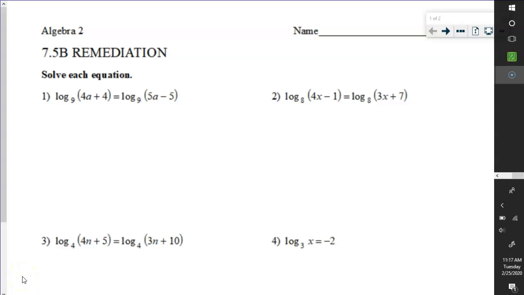This short video is going to cover the topic of solving logarithmic equations. So this is to get you ready for your retake and get you through the remediation page. Otherwise, maybe it's just a quick refresher for you. Either way.